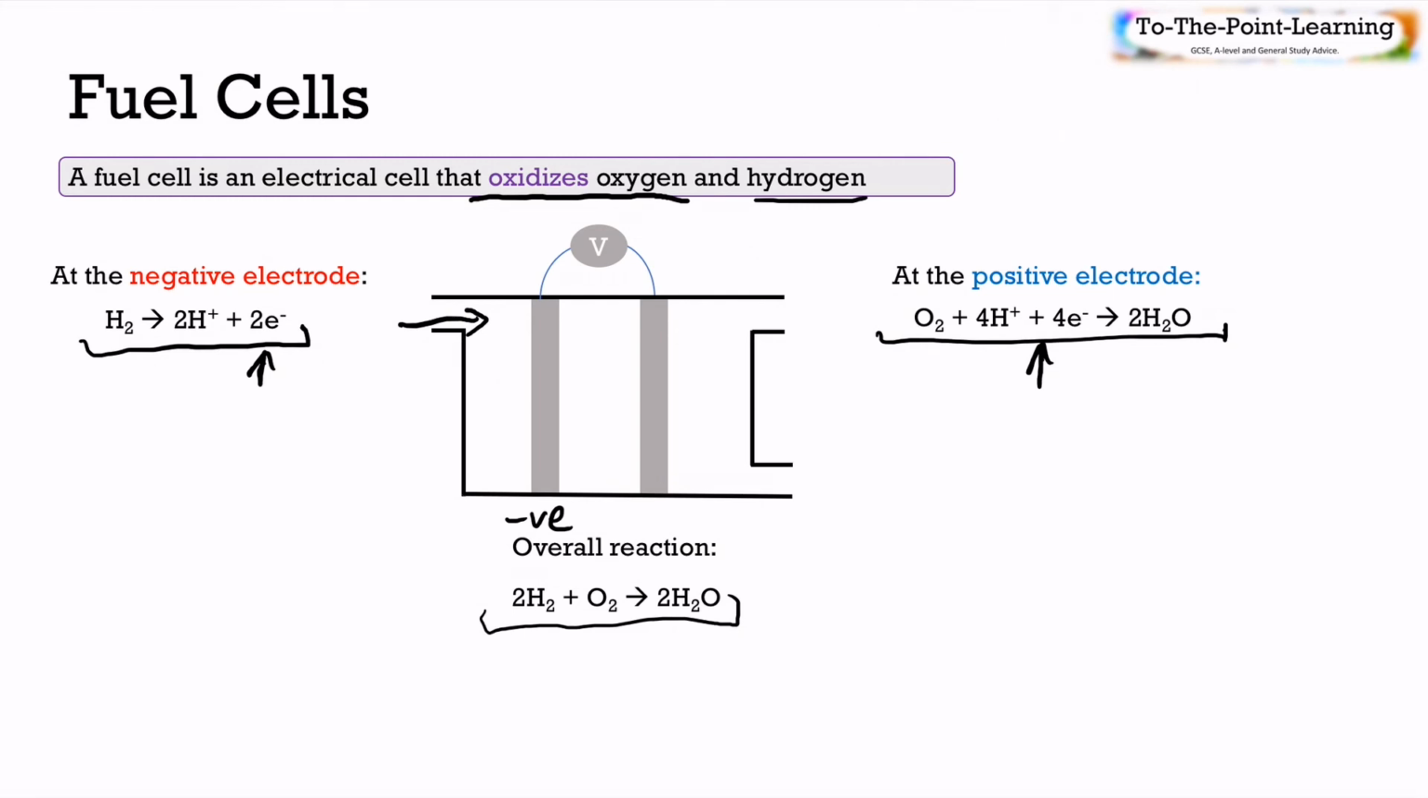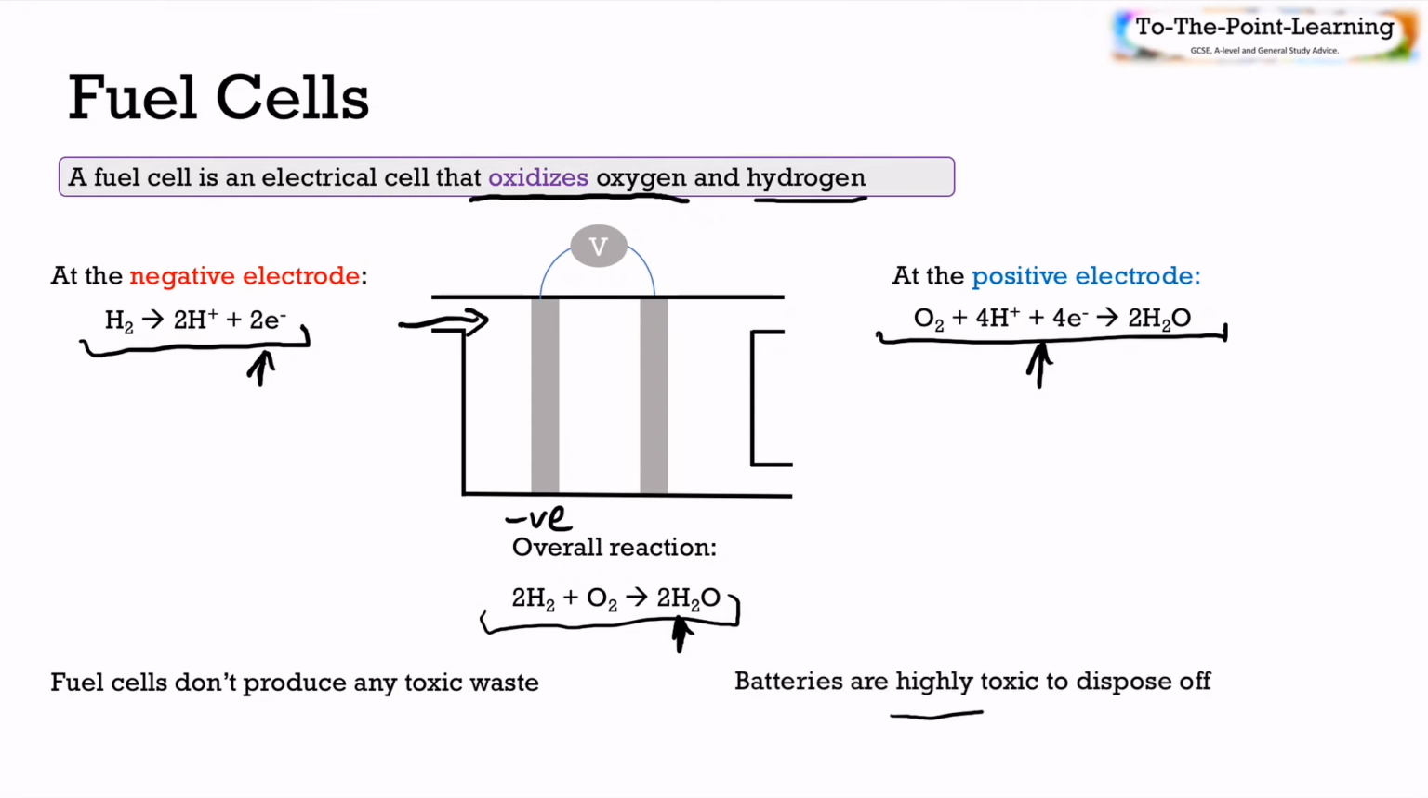Now this is a fuel cell, and this produces electricity, and this is a very green way of producing electricity because the only waste product is water, which is a green product. And also, fuel cells don't produce any toxic waste, which we just discussed, but also if you're disposing of them, well, batteries are highly toxic to dispose of, which are still using electricity, so not fossil fuels, but they're highly toxic to dispose of. But fuel cells don't produce any toxic waste, so that's a big advantage, and we do need to be aware of the advantages and disadvantages of a fuel cell.